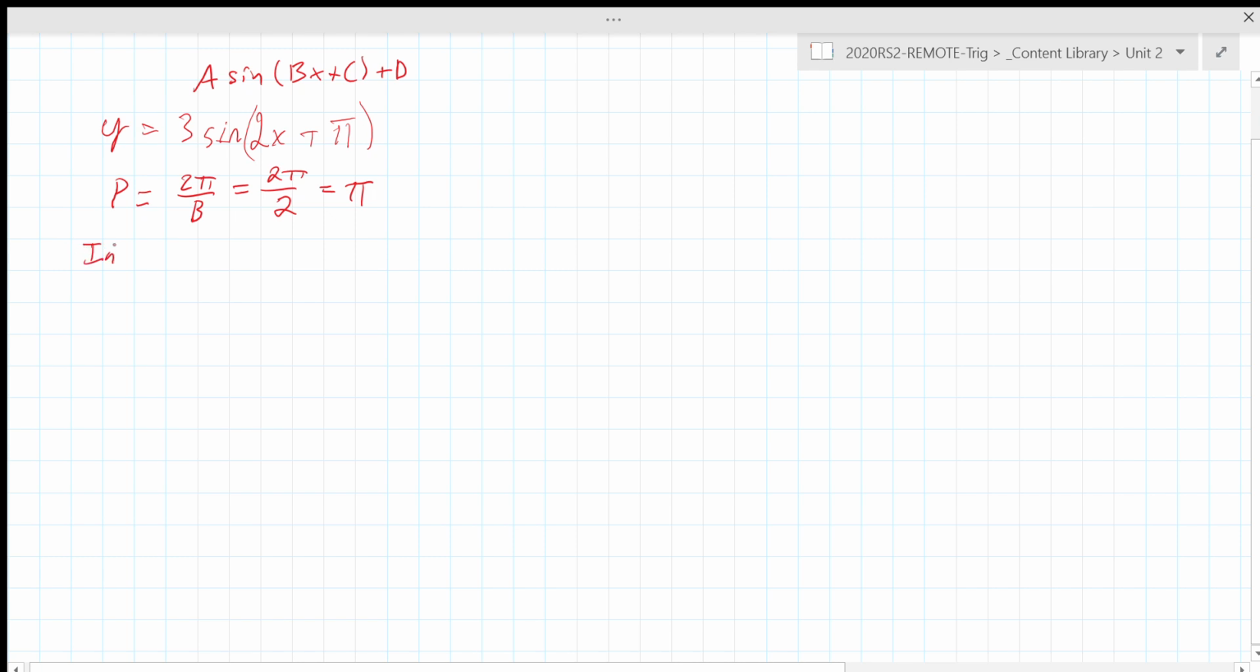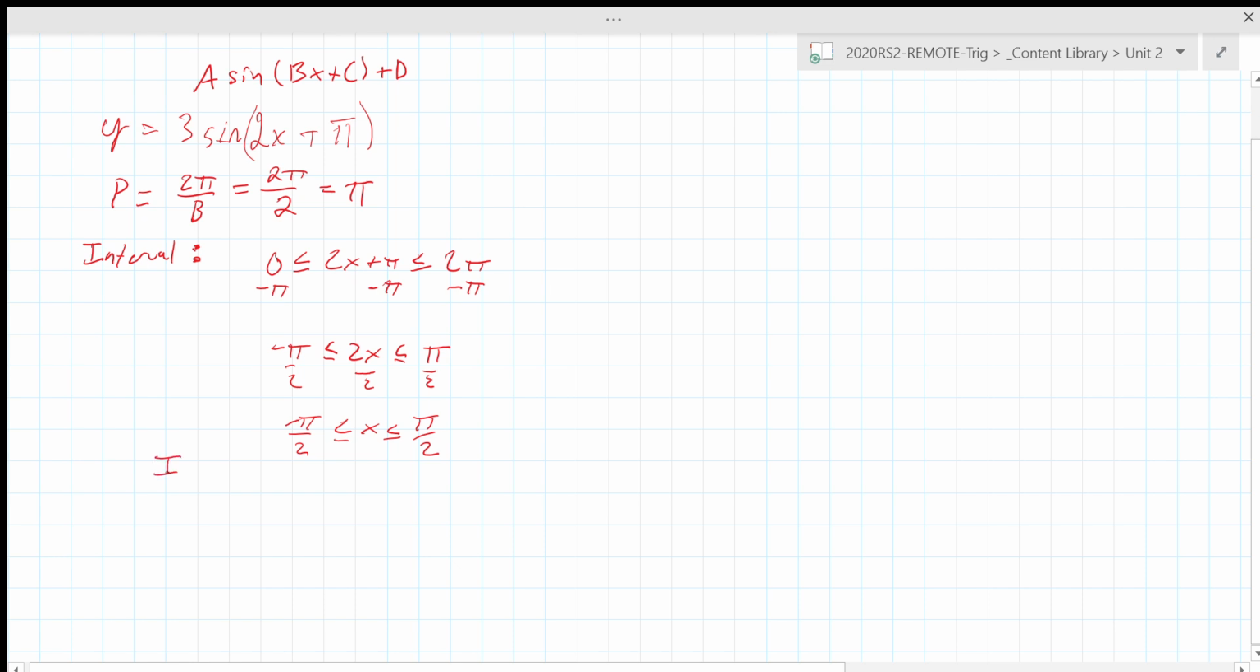Okay, and then the next step is to find the interval. What you do is you set the argument of sine, the bx plus c part, between 0 and 2 pi. And then you solve for x in the middle. So first we need to subtract pi from all sides, and then divide everything by 2. And this tells us the interval in which we're going to graph the sine function.